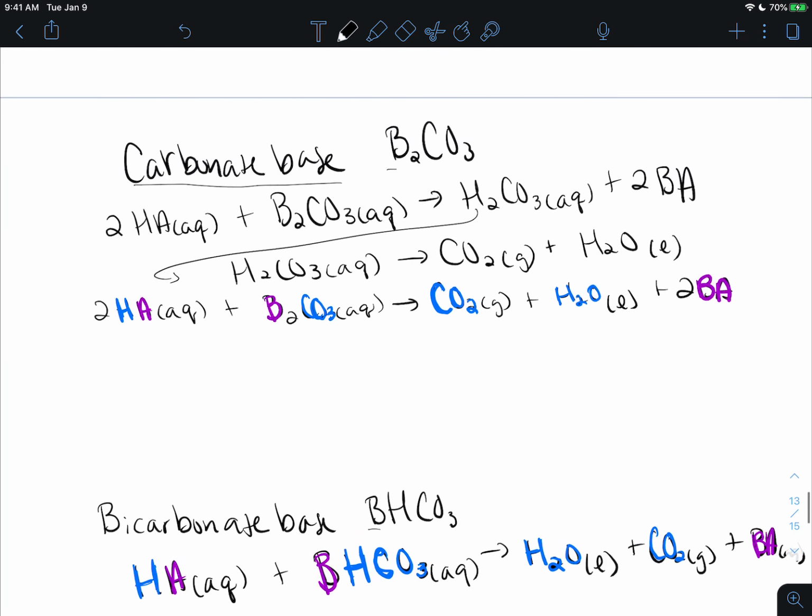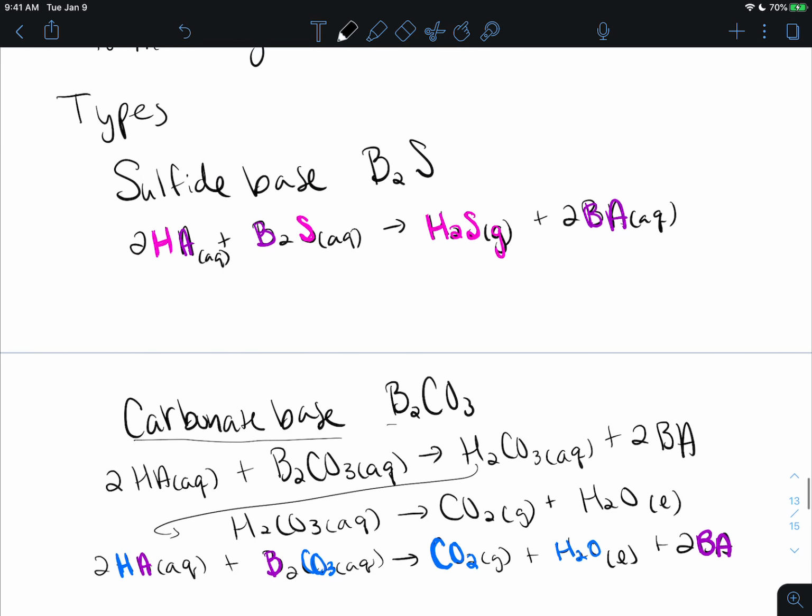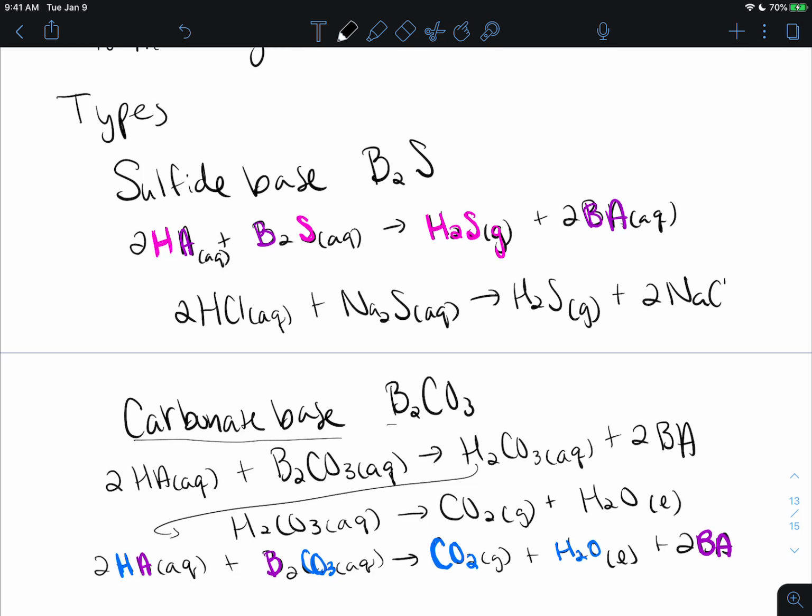Okay. Do a couple of examples real quick. So we've got our sulfide base. With our sulfide base, let's just do hydrochloric acid. We need 2 hydrochloric acids reacting with, let's just do sodium sulfide. And when those combine, we'll produce H2S and 2 sodium chloride.